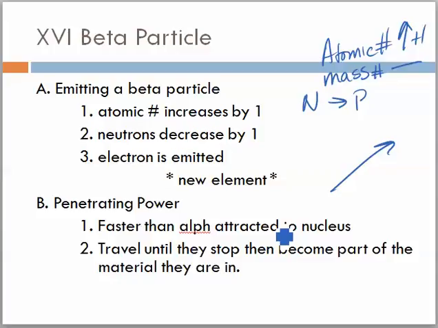Penetrating power. Well, this is faster than an alpha. It's attracted to the nucleus. It'll travel until it stops and then become part of the material it's in. So it does have more energy. Typically, it's going to take off and it's going to be attracted to some other nucleus that has some positive ion, because obviously the electron is negative.